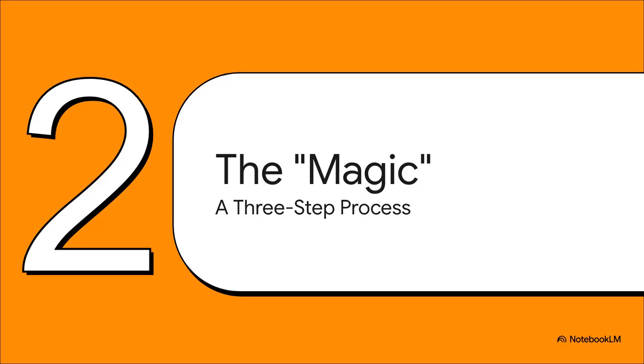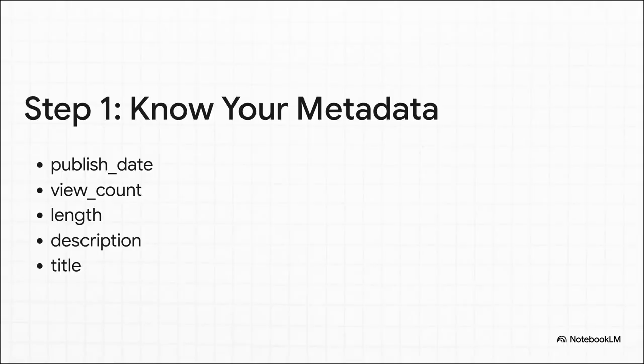Okay, so it sounds like magic, but how does it actually work? Well, spoiler alert, it's not actually magic. It's a really clever, three-step process that you can use to give your own applications this incredible power. Let's break it down. First things first, you've got to know what you're working with. You can't filter stuff if you don't even know what filters are available, right? So step one is all about knowing your data's metadata. For a video, that could be its publish date, how many views it has, its length, or even the text in its title and description. This is basically your toolkit of all the possible filters you can use.